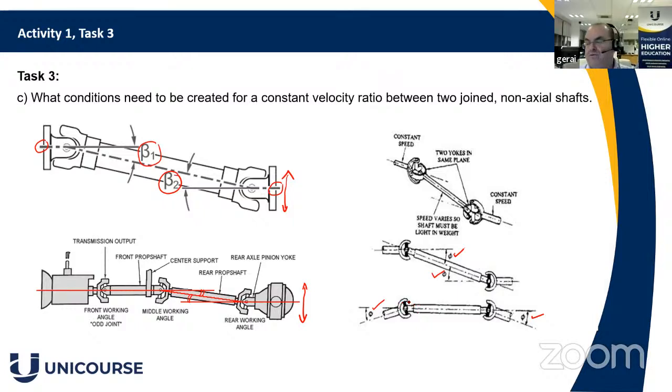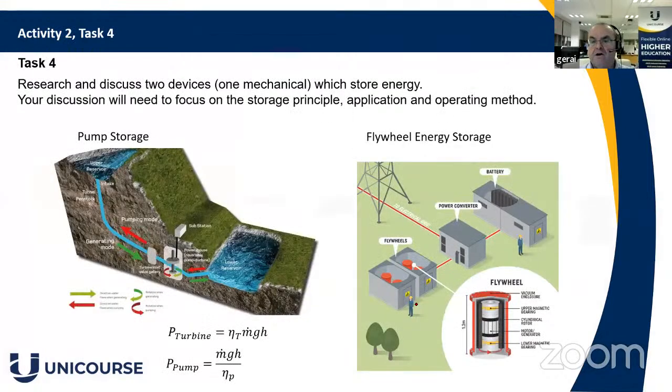Right, so I think we've said enough about task 3. That should give you enough to really have a good stab at it. So task 4: the question is to research and discuss 2 devices, 1 mechanical. You can do 2 mechanical if you want, but you can always put an electrical system in, such as battery storage. That's up to you, but you can do 2 mechanicals which store energy.